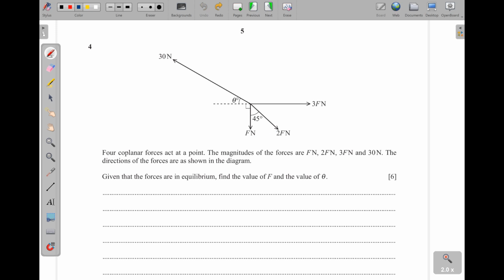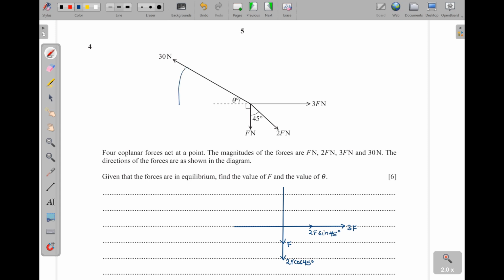So usually I draw all the forces on one diagram like this. Now, this is 3F newtons. When I close this one here, it is going to be a cosine. So there is F first of all, then the other one is going to be 2F cosine of 45. Then when I open it, it is a sine. So I will put here 2F sine of 45 degrees.